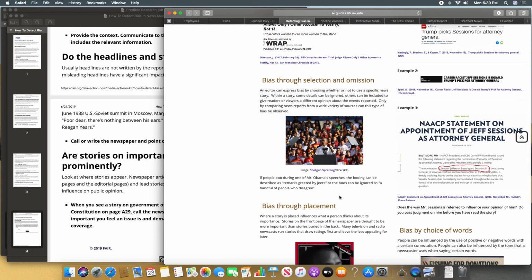All right, so thinking about bias through selection and omission, choosing whether or not to use a specific news story because of either the topic or who it's about, okay? Within a story, some details might be ignored or included, right? Especially since you guys are researching a specific topic, you're going to be reading a bunch of stuff. And if you notice that an article is missing something that another article had mentioned, check it against the other stuff that you have read, okay? We don't want to be citing stuff that totally leaves stuff out because of clear bias.